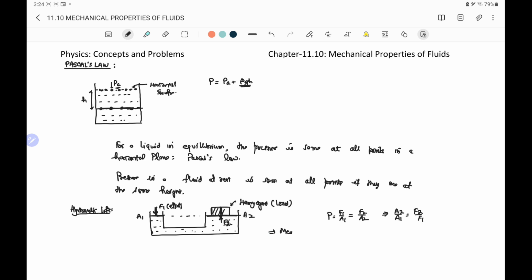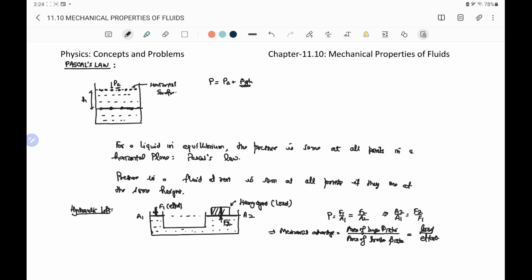Or we can say mechanical advantage is equal to the area of the larger piston divided by the area of the smaller piston, and it is equal to the load divided by effort. So by applying a smaller force, a heavy load can be lifted using the property of the fluid.